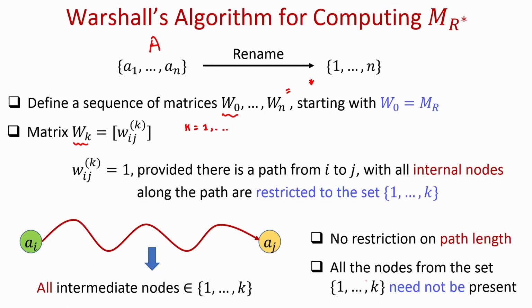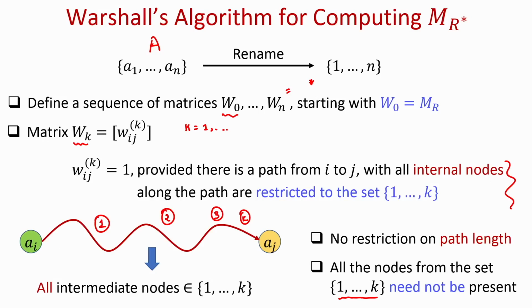The second restriction here is that it is not necessary that the path should be of length k. That means it is not required that you should have node number 1 somewhere, node number 2 somewhere, node number 3 somewhere, node number k somewhere, and then you come to node j. No, that is not the interpretation of this definition. The definition is a conditional requirement. The requirement is that if at all intermediate nodes are there, first of all there can be any number of intermediate nodes.